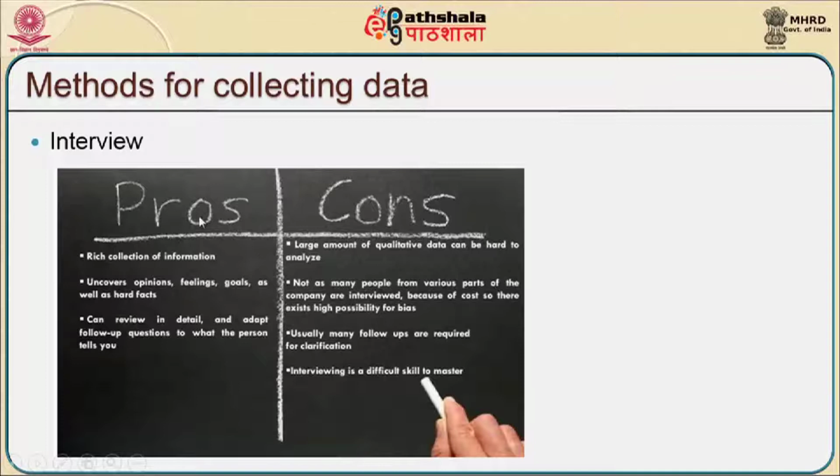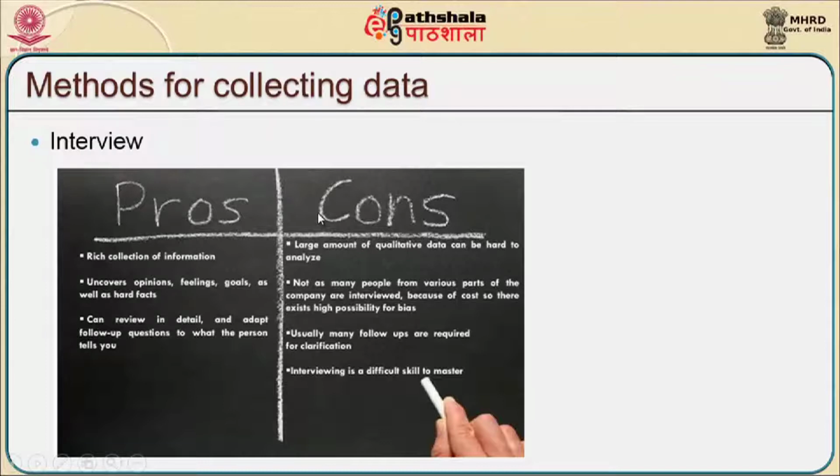Talking about the advantages of this interview-based mechanism, an interview gives us a rich collection of information. It uncovers opinion, feeling, goals, as well as hard facts. It can review in detail and adapt follow-up questions to what the person tells you. At the same time, it has several disadvantages, like a large amount of qualitative data can be hard to analyze.